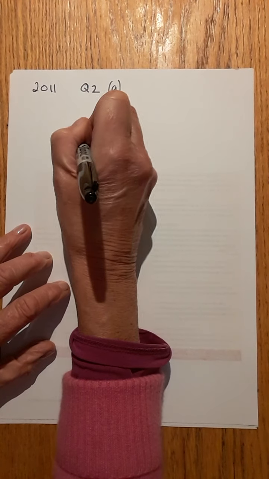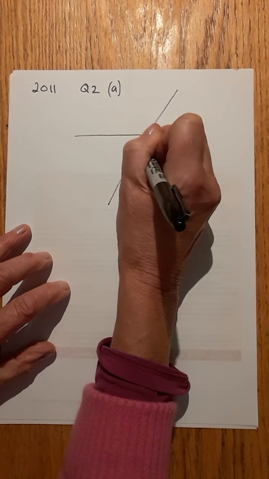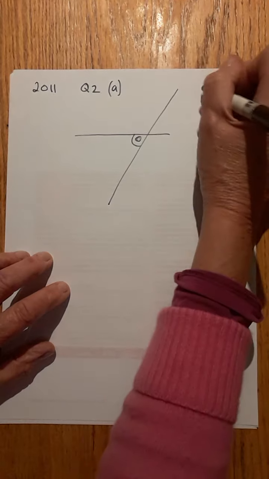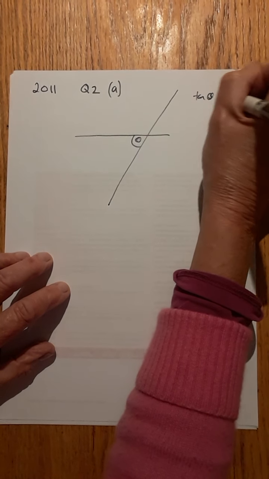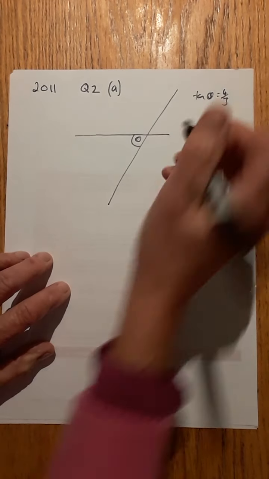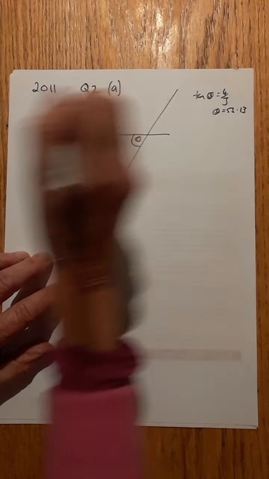I just want to look at this first one, 2011 question 2a. In this one, you were given two roads that intersected at angle theta here. And you were told that the tan of theta was 4/3, which meant then that theta was 53.13 degrees. So you know that.